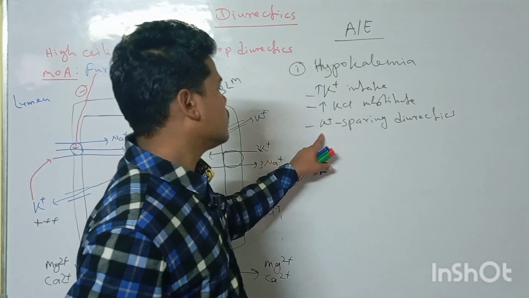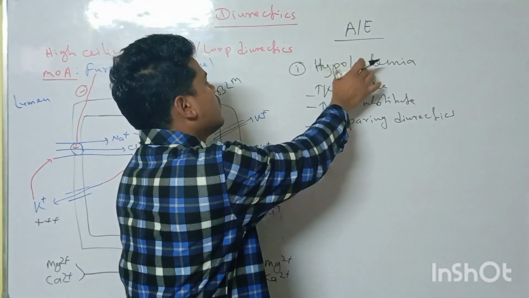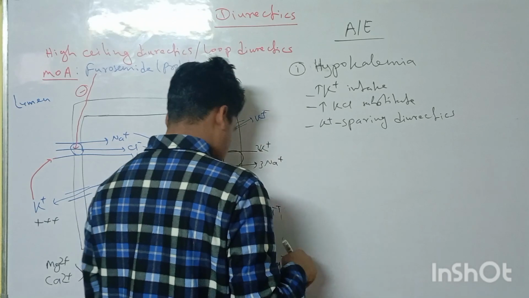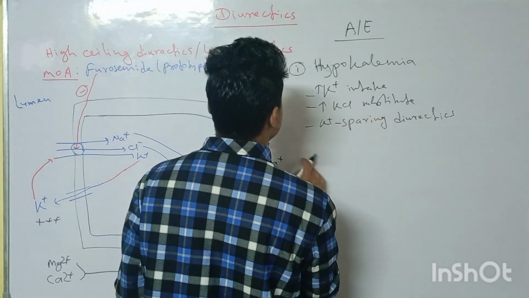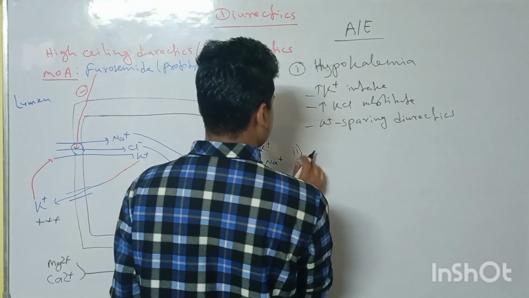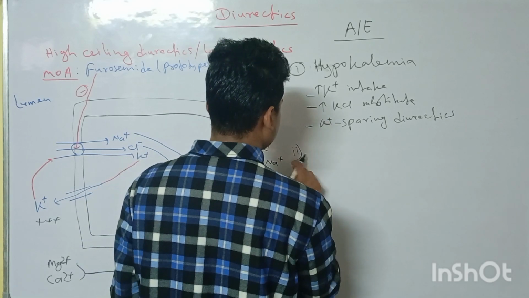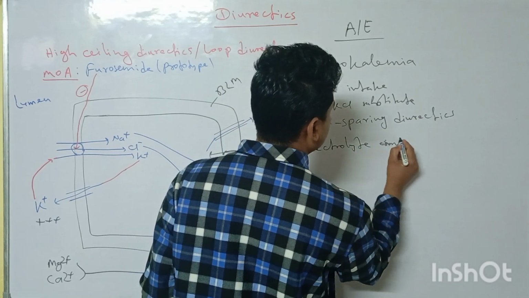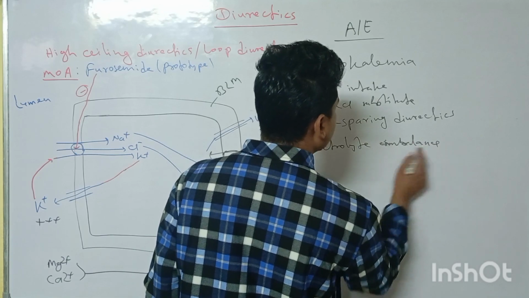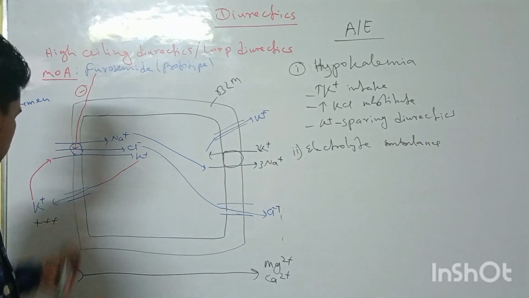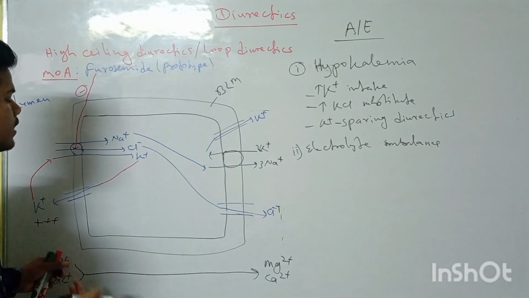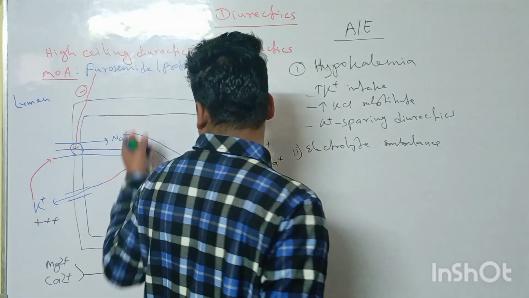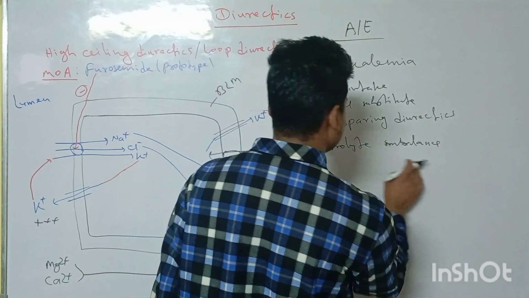This is the major way to counter this hypokalemia. How this works, I will explain in the mechanism of action of the K plus sparing diuretics. Then there will be fluid and electrolyte imbalance. Why? Because this transporter inhibition blocks transport of many electrolytes and fluid. So there will be mainly deficiency of these electrolytes and fluid, an electrolyte imbalance.